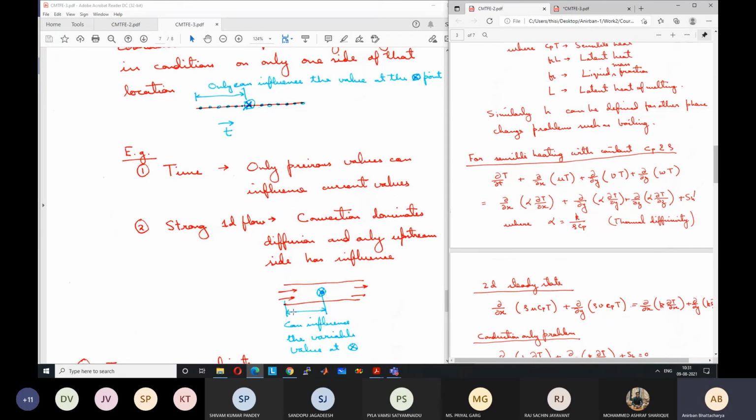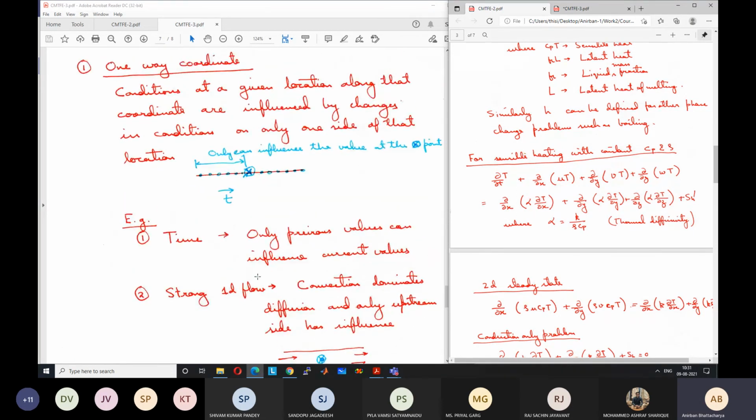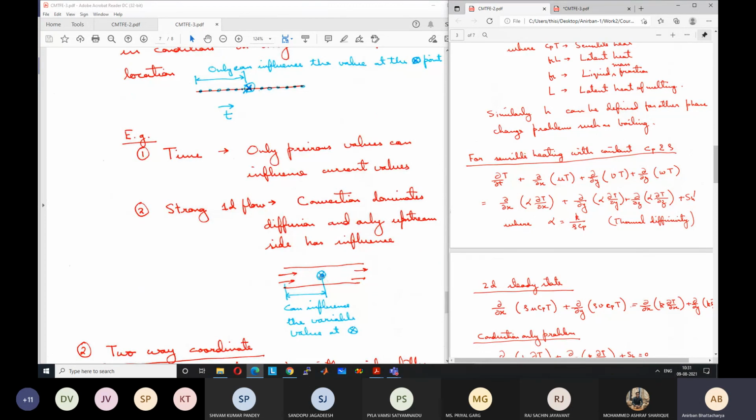There will not be any effect in the upstream direction. This is like our time behavior. This is like a 1D problem, a one-way coordinate problem. If I put a heater here in the water, because of the strong flow, the heat will be carried only in the downstream direction. That heater will affect the temperature downstream, but will not affect the temperature before the heater in the upstream. Upstream means before a point and downstream is after the point. In the upstream direction, there is going to be no effect of the heater.